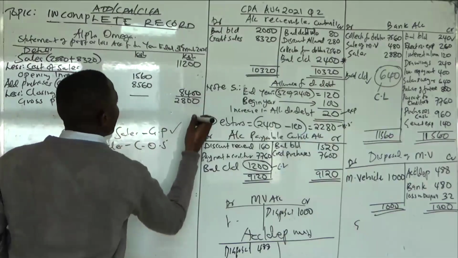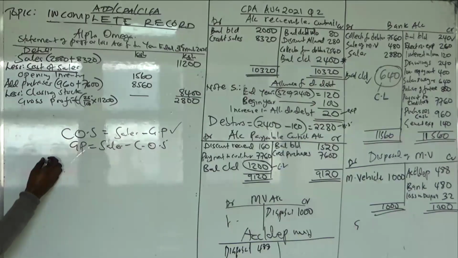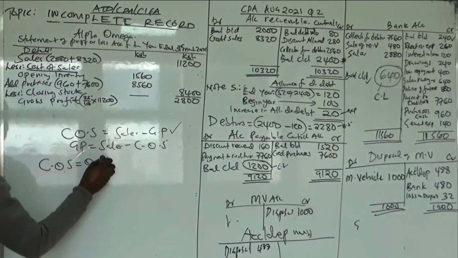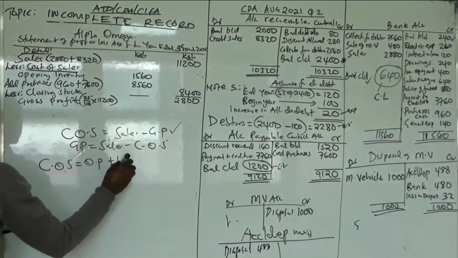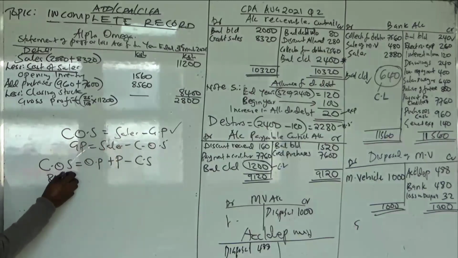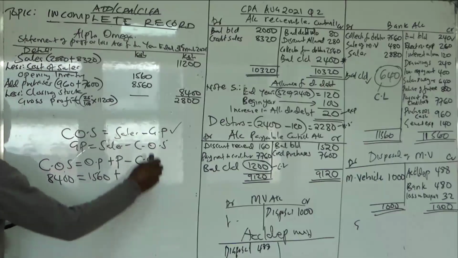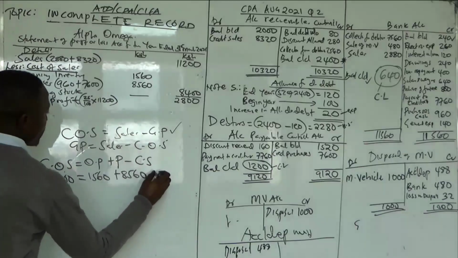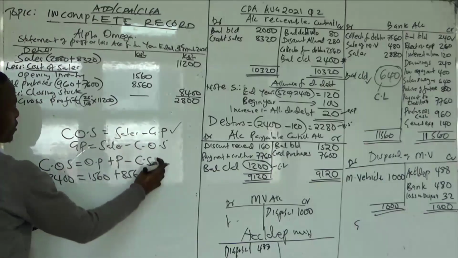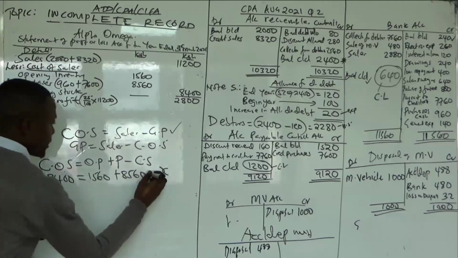Sasa kupata closing stock. Wewe unajua how do we normally get cost of sale? Is equal to opening stock plus purchases minus closing stock. Si ndivyo? So tuweke vitu zenye tuko nayo. Tuko na 8400 is equal to opening stock is 1560 plus purchases. Purchases ni 8560 minus closing stock. Closing stock ni X.